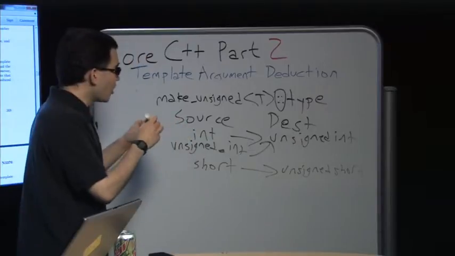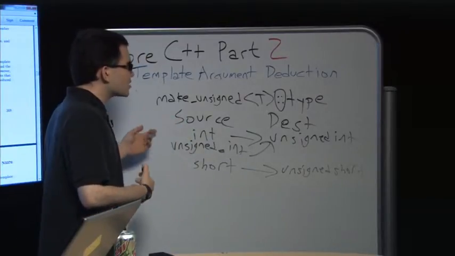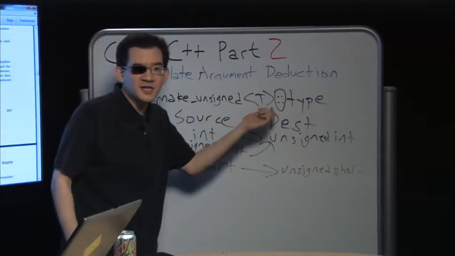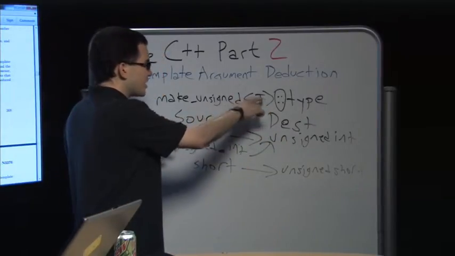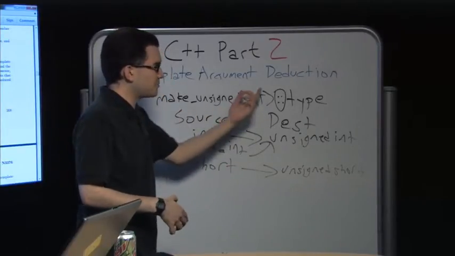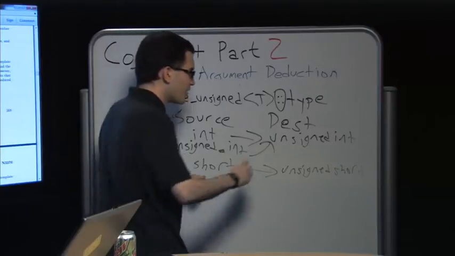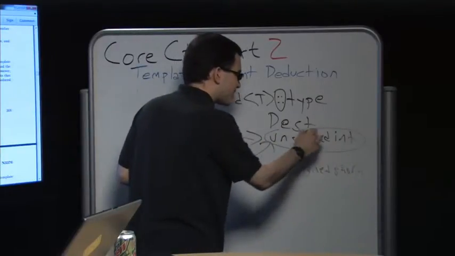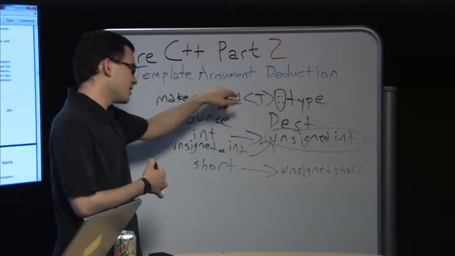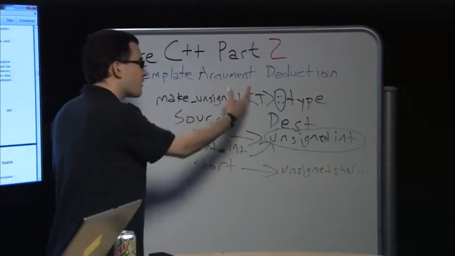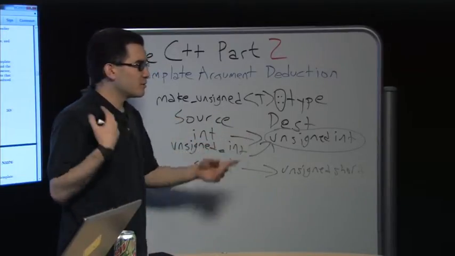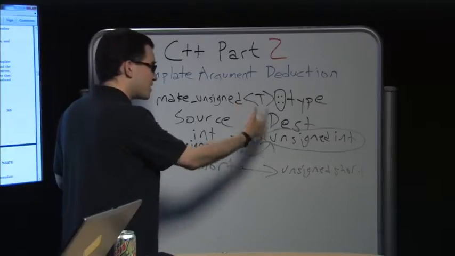Okay, so imagine that you were actually passing an argument of type unsigned int. What should it deduce t to be? Well, passing unsigned int to make unsigned would give me an unsigned int. Passing int to make unsigned would give me an unsigned int as well. So if the function argument is something like this, or if the destination type is that, how could it possibly figure out what t would be? There's multiple right answers for t that would result in the types matching.